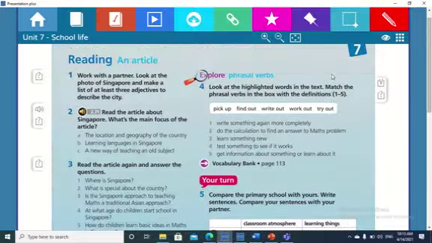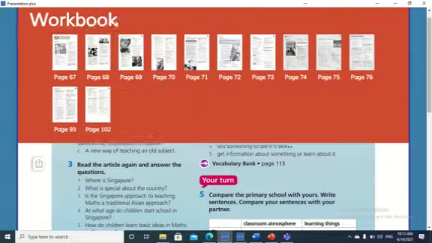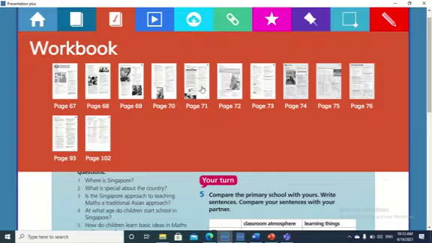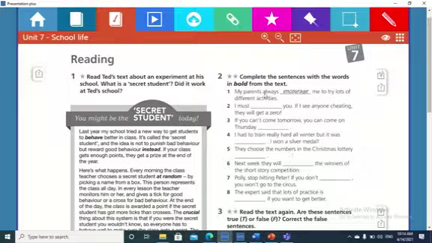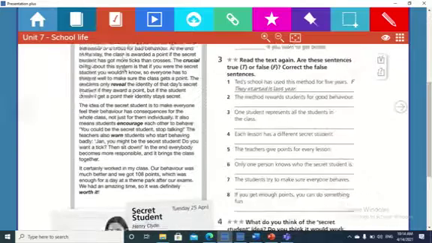This is everything about our lesson. What do we have for next lesson? Here you have your workbook page 71. You are asked to read the text Secret Student and to answer the questions about this text. Then next time we will do the questions together so that you can check your answers. This is everything about today's lesson. Tomorrow's lesson will be reading, your workbook page 71.